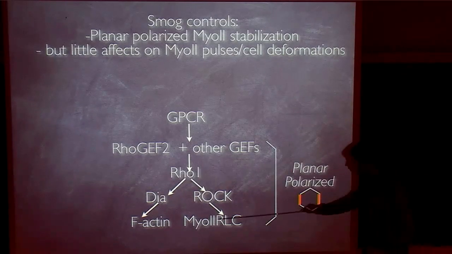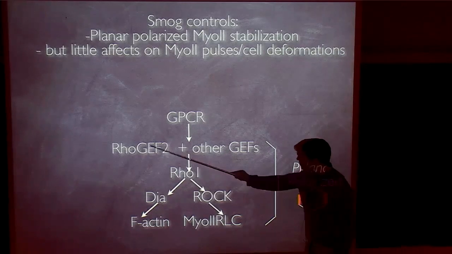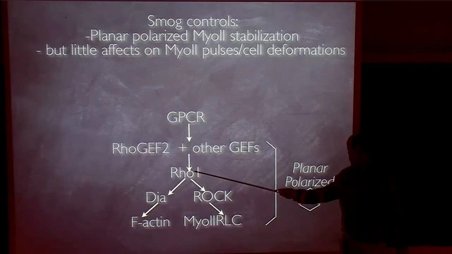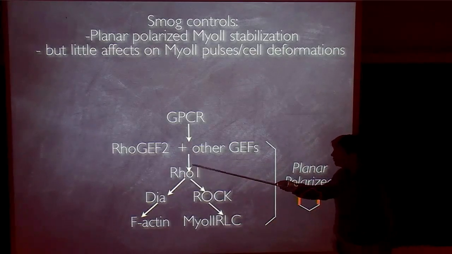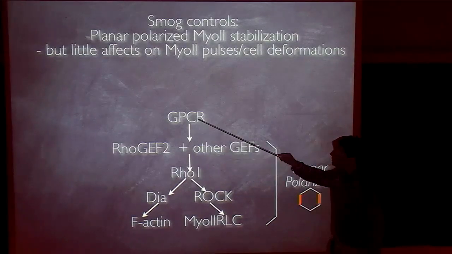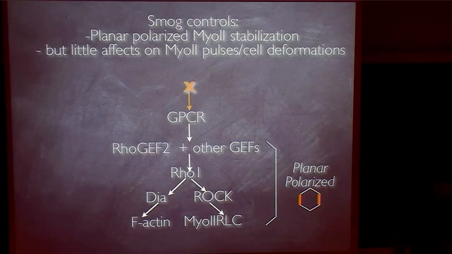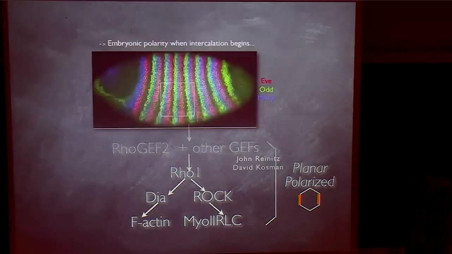This is planar polarized, this is planar polarized, this is planar polarized. We believe that Rho1 is planar polarized, but there's no evidence so far. So you'd like to imagine that this GPCR, or some accessory proteins, is also planar polarized, but we have no evidence there. And there has to be some X factor that is responsible for its activation.